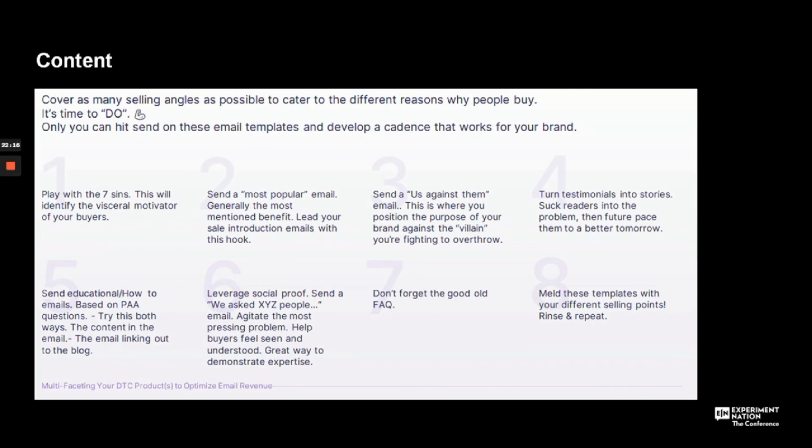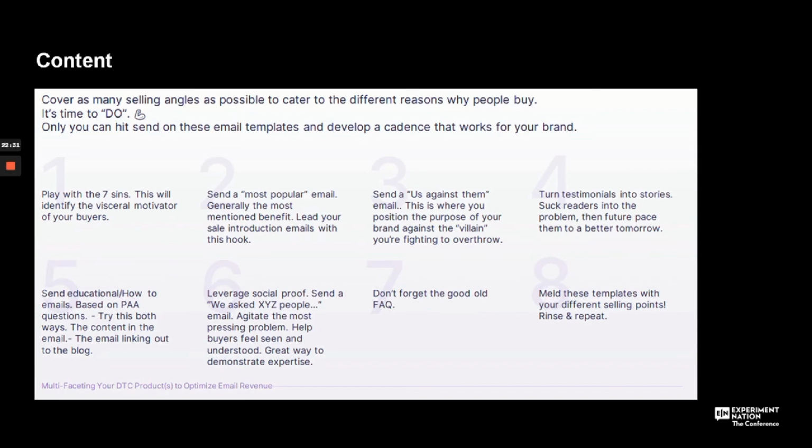Okay, so now let's talk about the content templates. So you've done the research, you've realized what it takes to get over the laggy middle. What's the content that you're going to be sending out in those emails of yours?